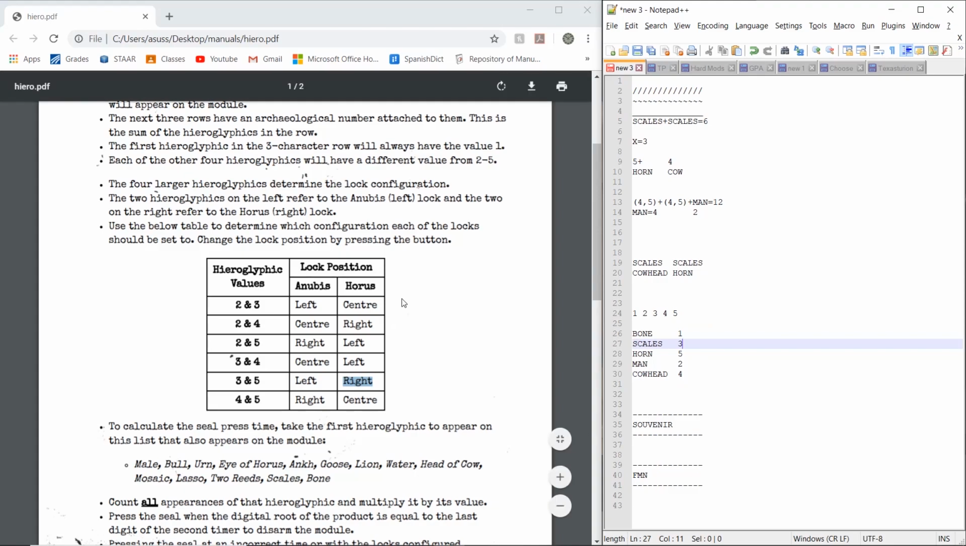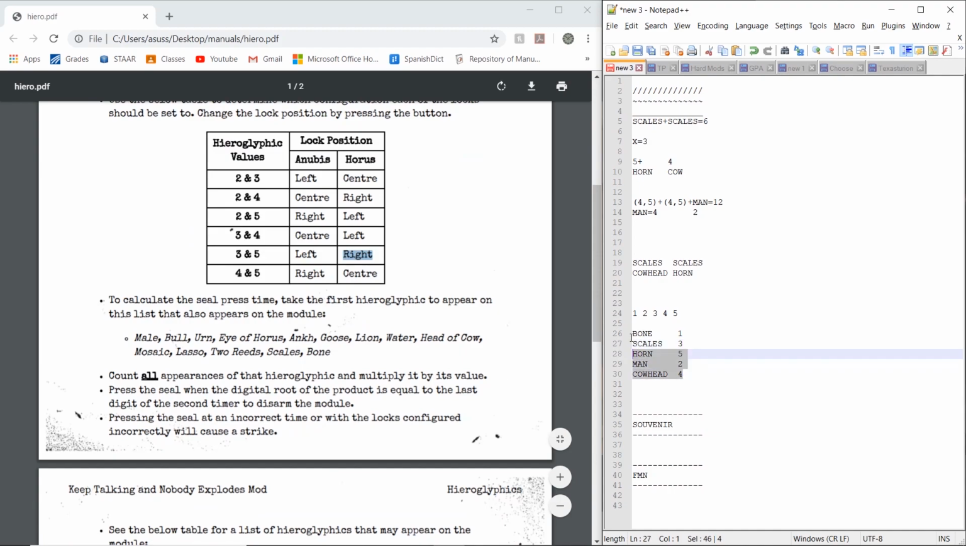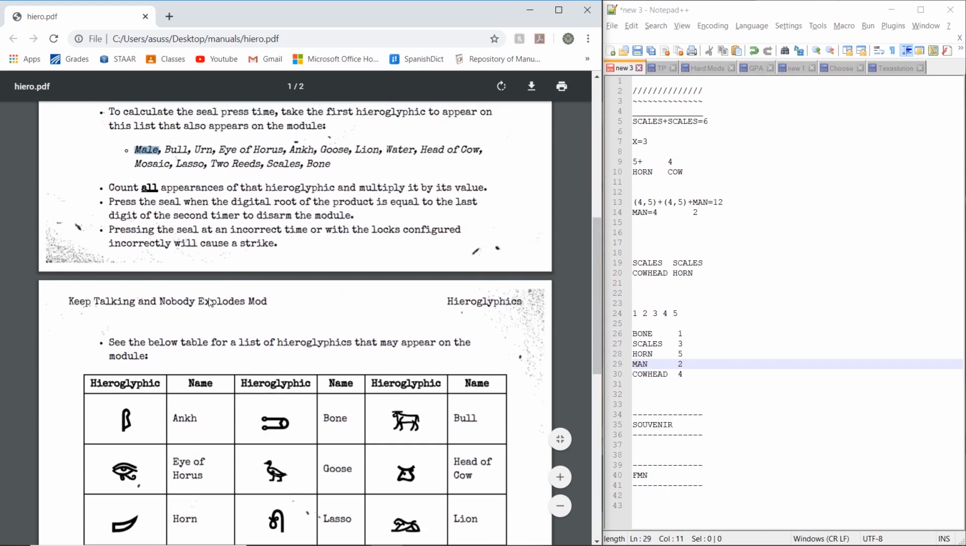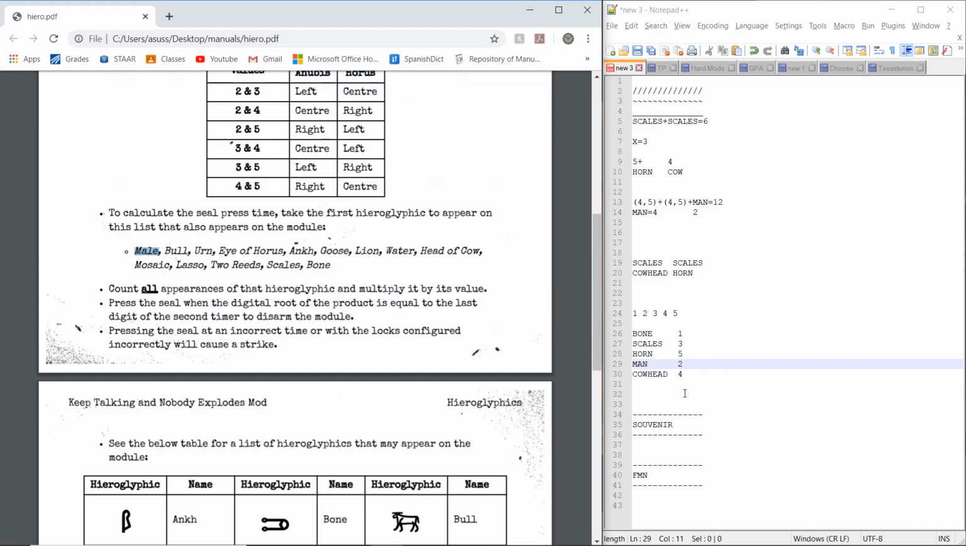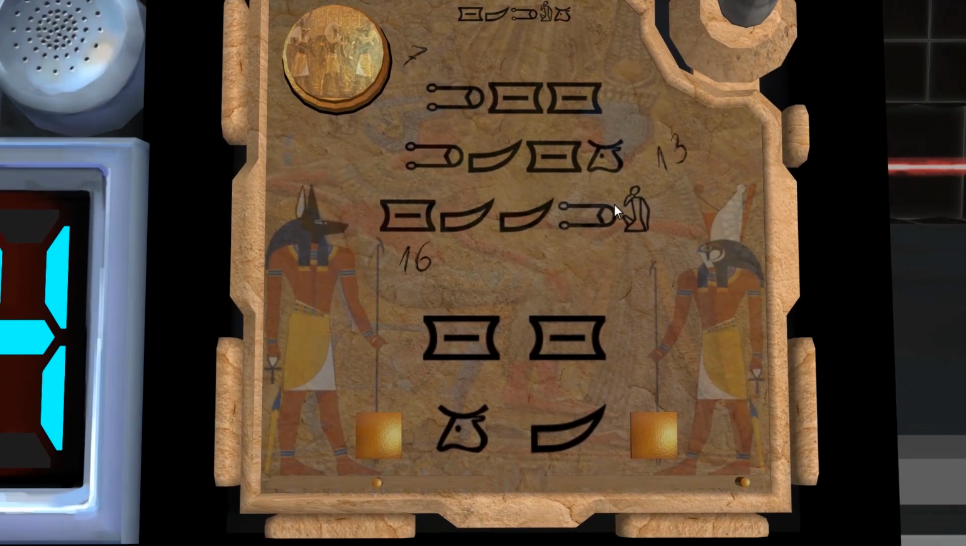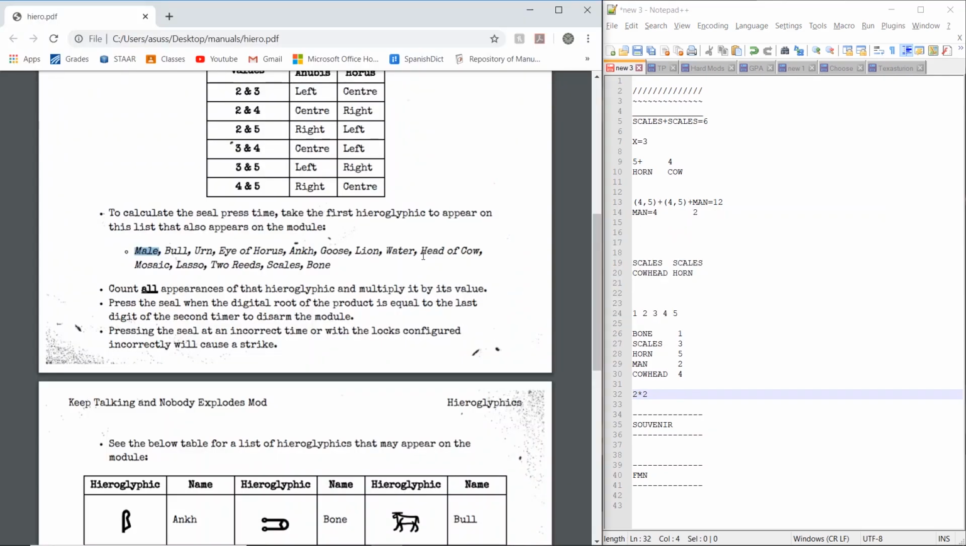So what we do from here is we take all of these symbols that appear in this list. We take the first one out of the list, and then we're going to add up the appearances of it and multiply it by the value. So, do we have male? Yes, we do. That happens to be the first one. So, male has the value of 2, and we're going to multiply that against all its appearances. So, male appears here, it appears here. So, we have 2 times 2, and that equals 4.